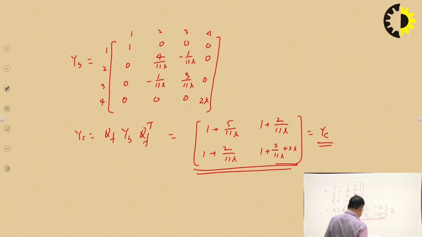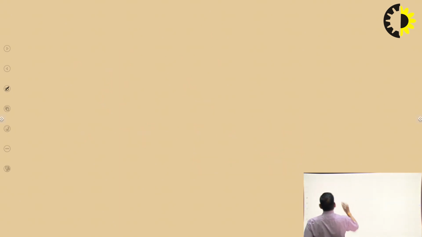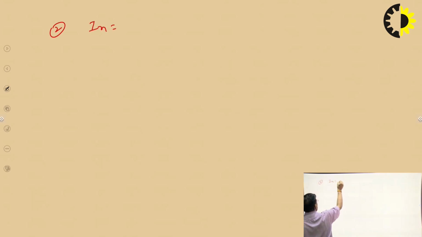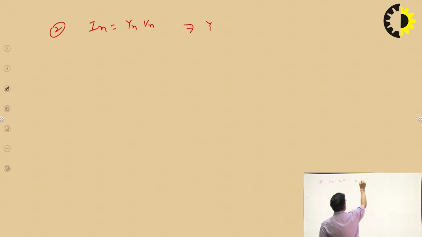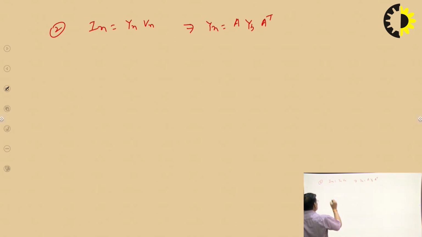Now come to the second one. Second part of this problem was to find IN is equal to YN VN, and YN is the node admittance matrix. What is the node admittance matrix? It is A matrix into YB into A transpose. So here you have to write the A matrix. So I am just drawing the graph of this network. So graph of this network was like this.